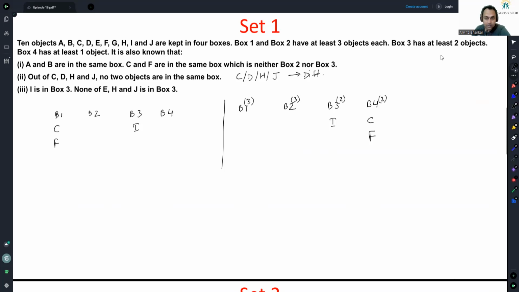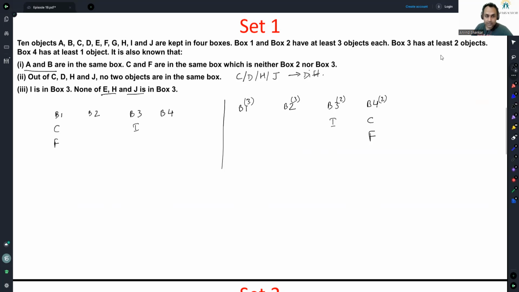As soon as you see I is in box 3, now can you see A and B being in the same box? For the second case at least, A and B can be in either box 1 or box 2. That much is also identified. In the first case, you could have AB in box 1, box 2, box 3, box 4, everywhere it is possible. So AB being in box 1 or box 2 in the second case is known. We'll take care of it later.